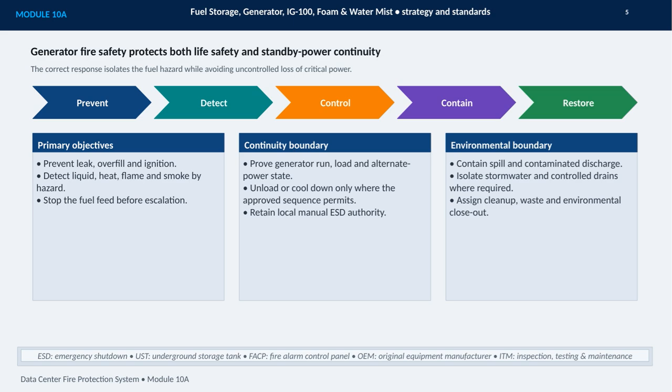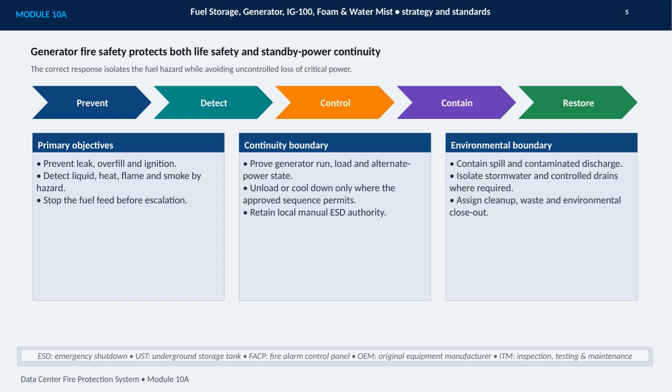There are also two important boundaries. The continuity boundary requires proving generator operation, load, and alternate power status before any unload or cool down, and it preserves local manual emergency shutdown authority. The environmental boundary covers spill containment, stormwater or drain isolation where required, and clear responsibility for cleanup and closeout.